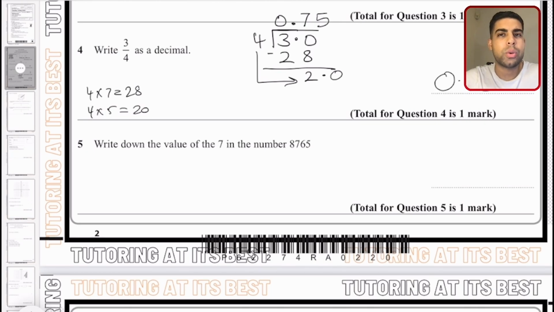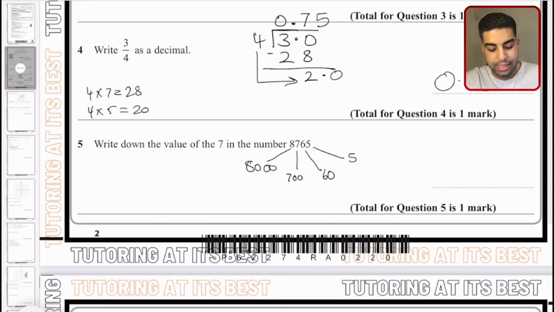Okay, let's move over to question number 5. It's asking us to write down the value of the 7 in the number 8765. So let's partition this. We have 8,000 in our thousands column, 700 in our hundreds column, 60 in our tens, and then 5 in our units. So the value of 7 in the number 8,765 is 700.